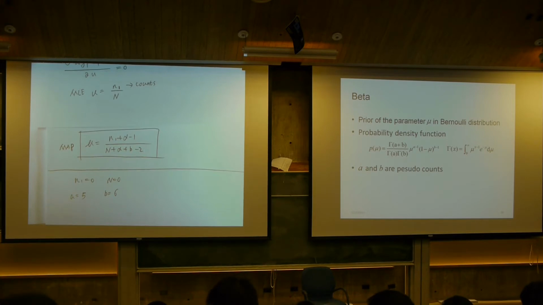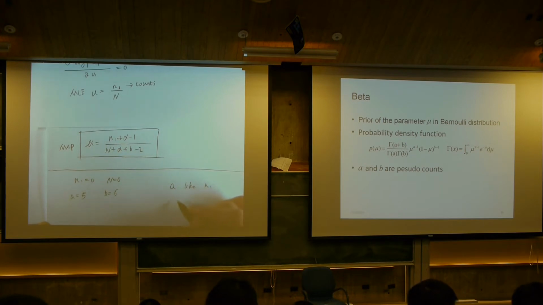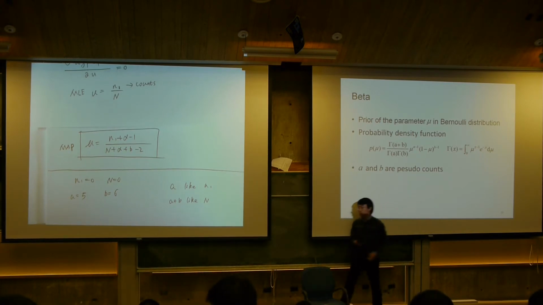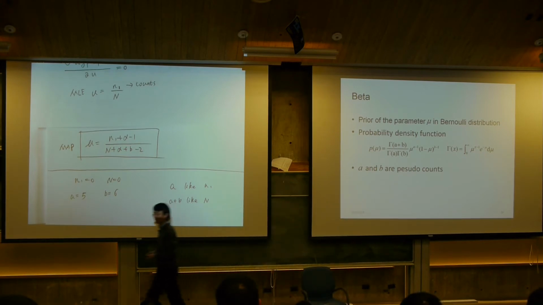Any questions here? Can you repeat that? So A is like N1 and B is like the big N? Or are they both N1? No, it's like A plus B, like, yeah, right. Because A is here, defined over the shoulder of the mu.